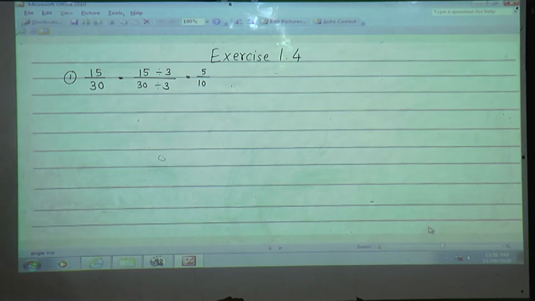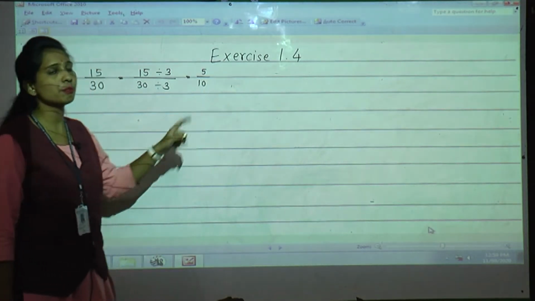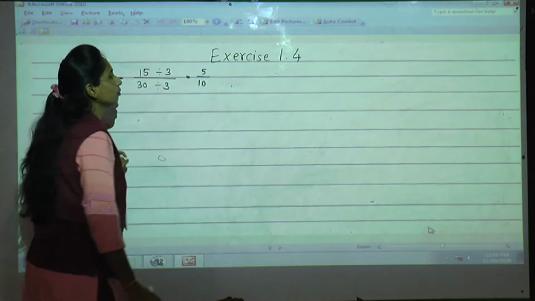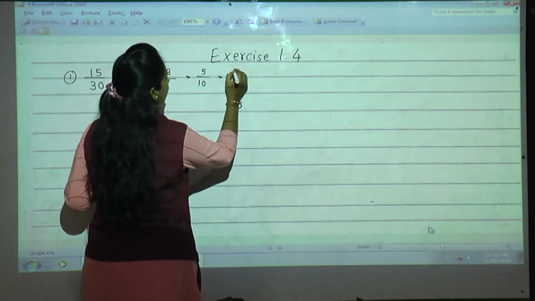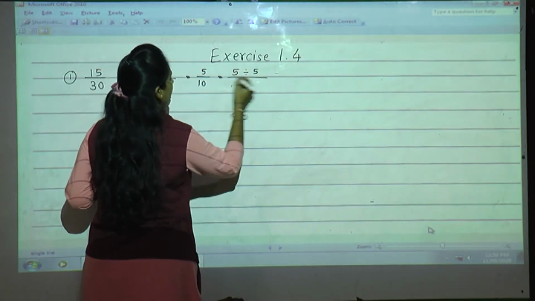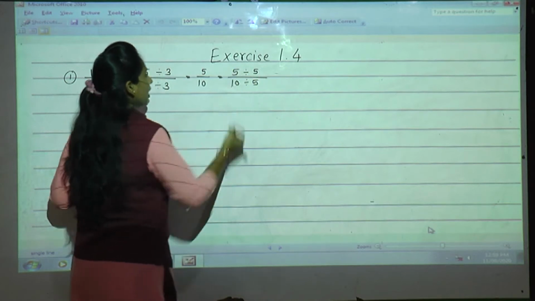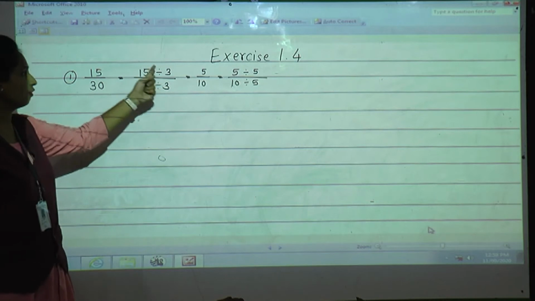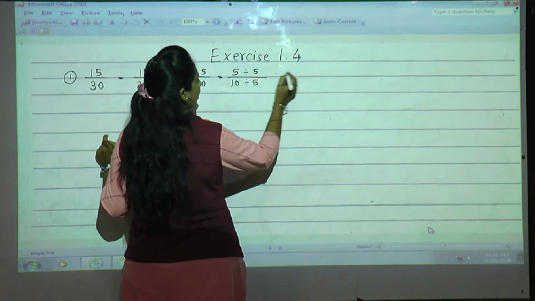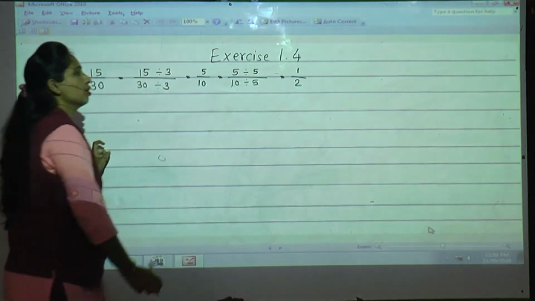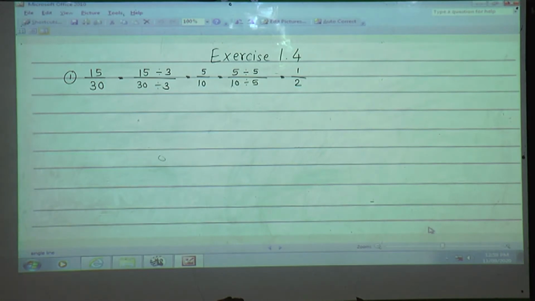Now see, again 5 is an odd number. Again we need to simplify this number. So how we can do? Yes, tell me. So this 5 we can divide with 5 and 10 also we can divide with 5. Whatever number we are taking, we have to take the same number in the numerator as well as in the denominator. So 5 1s are 5, 5 2s are 10. So what is the answer? 1 upon 2 or 1 by 2. Got it? Clear till here? Yes. Now next example I will solve.